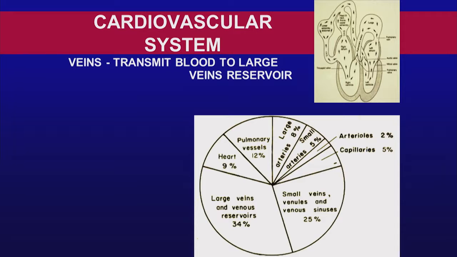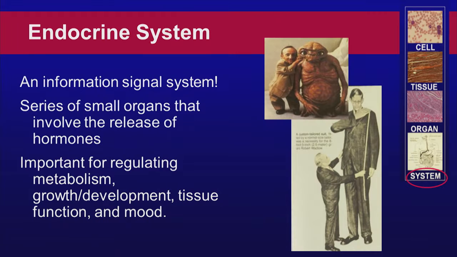And here we can see veins. Most of your blood is in veins. That's why you don't bleed to death whenever you cut yourself. And also it's why you can give blood, because most of your blood is in the veins itself.